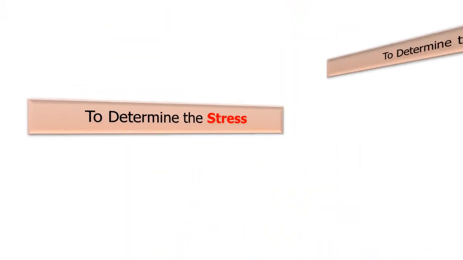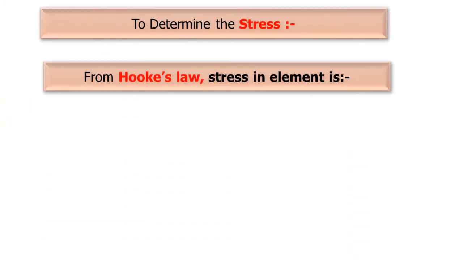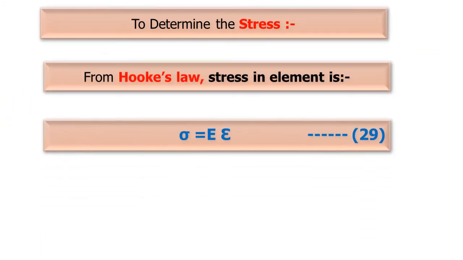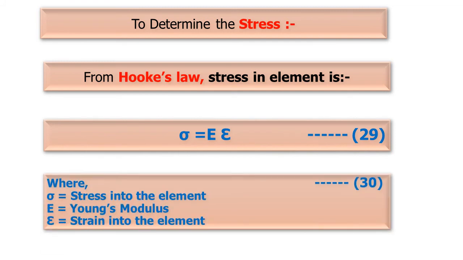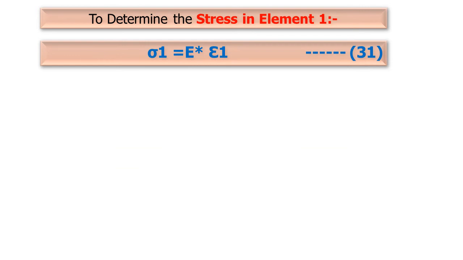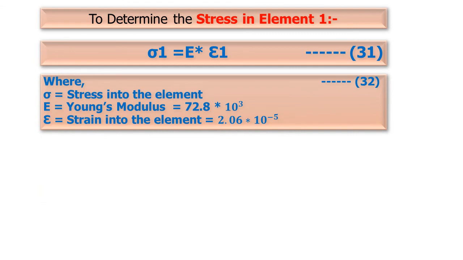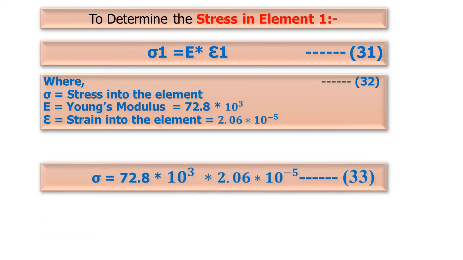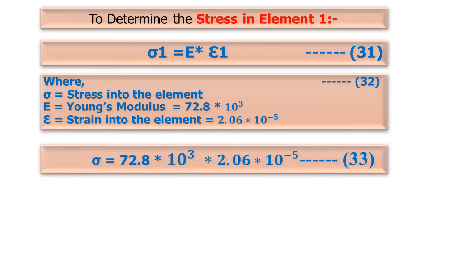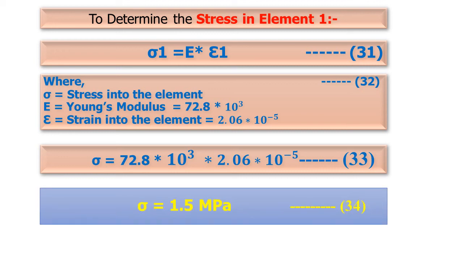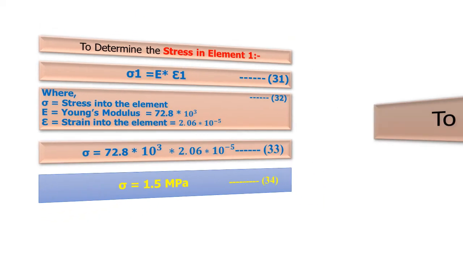To determine stress, from Hooke's law, stress in an element is given by stress is equal to Young's modulus into strain. Stress in element 1 will be calculated as sigma 1 is equal to Young's modulus into strain in element 1. Just now we have calculated the value of strain in element 1, 2.06 into 10 raised to minus 5. From data, Young's modulus is 72.8 into 10 raised to 3 Newton per mm square. After putting all the values, we get stress in element 1 as 1.5 megapascal. Equation number 30.